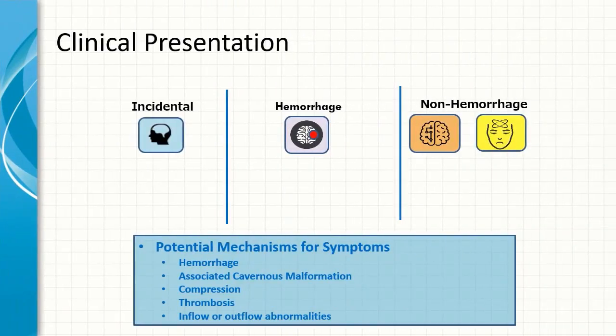Developmental venous anomalies are most commonly an incidental finding. In the Scottish intracranial vascular malformation study, up to 97% were asymptomatic. Hemorrhage is rare. If you do see it, you might want to look for an associated cavernous malformation, which is more likely to bleed than the developmental venous anomaly. Non-hemorrhagic symptoms including seizure and focal neurologic deficit have been described, but are also rare. These may be caused by compression, thrombosis of the developmental venous anomaly, or due to inflow or outflow abnormalities.